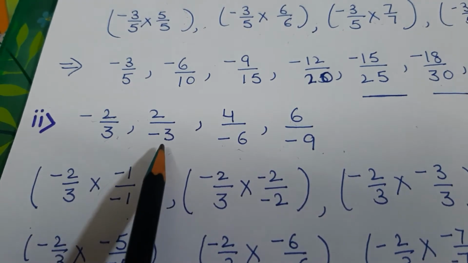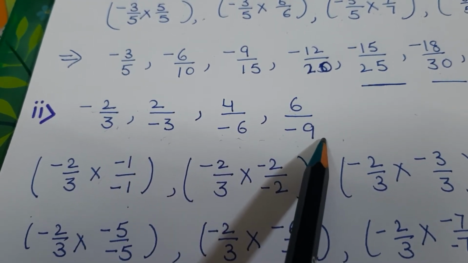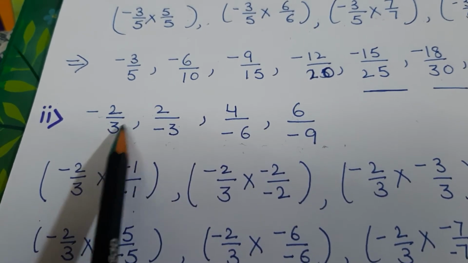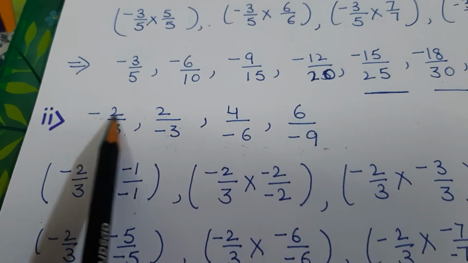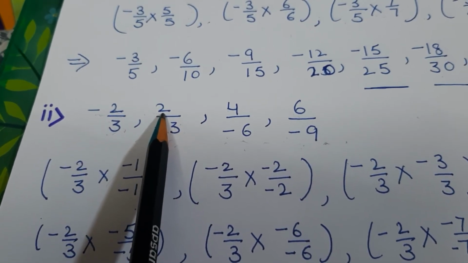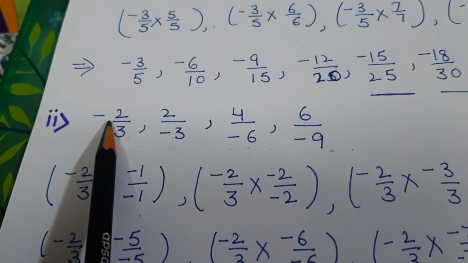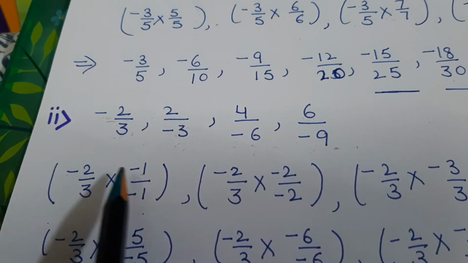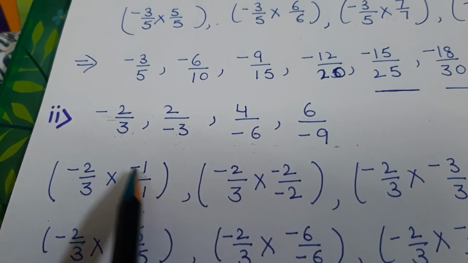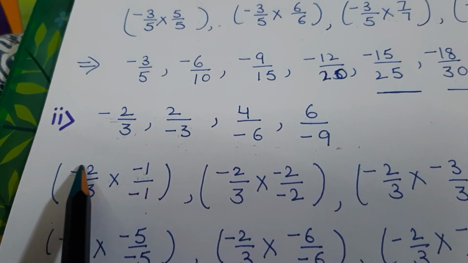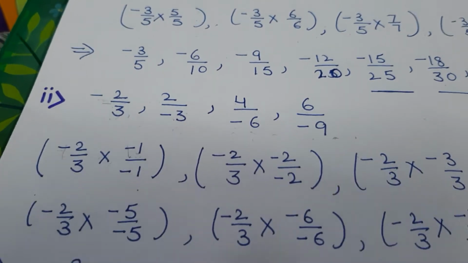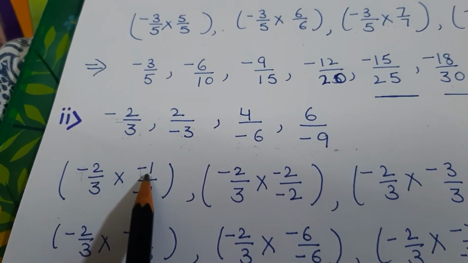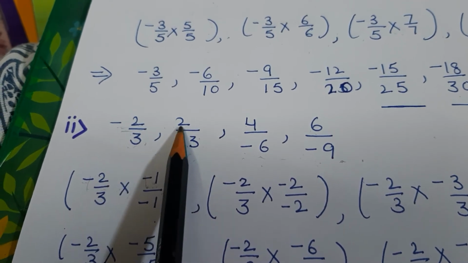Here the numerator is negative, but in the rest the denominators are negative. So in this, how can we change their signs? How can minus 2 become plus 2? If we multiply minus 2 with minus 1, then students, as you know from multiplication of integers, minus minus becomes plus. These two signs will be cancelled. So minus 2 and minus 1, when multiplied, will become plus 2.